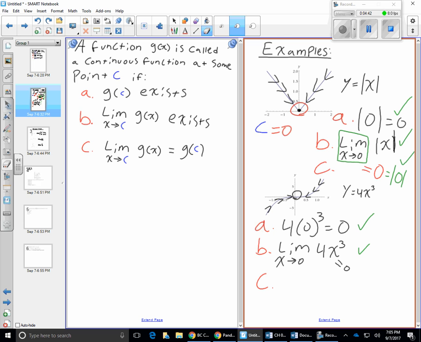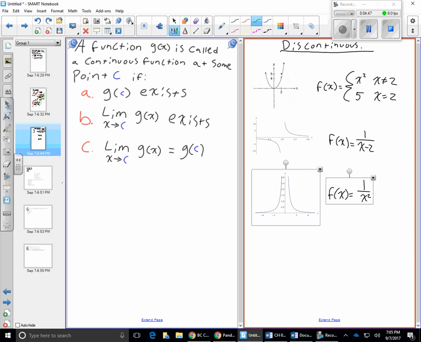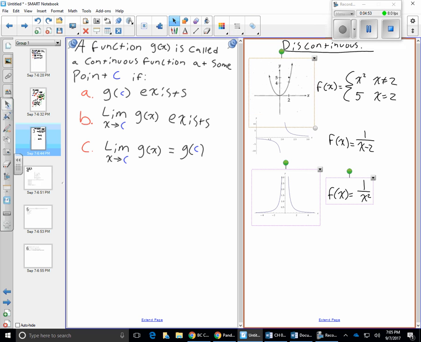Make that a green check. Okay, so let's talk about this next page. This page has some examples of discontinuous functions and what they look like. So I'm going to make this one a little larger for the time being, but I will soon flip these around and make it okay again.